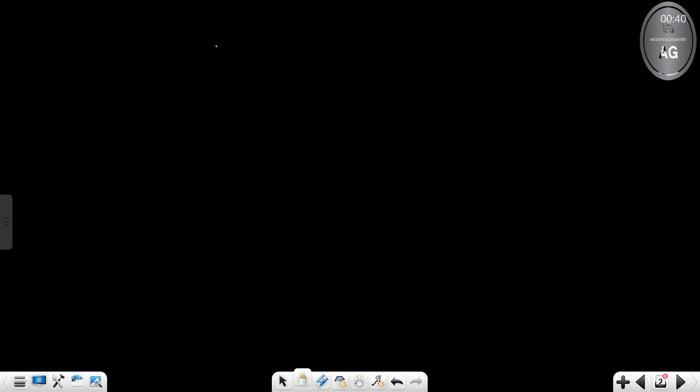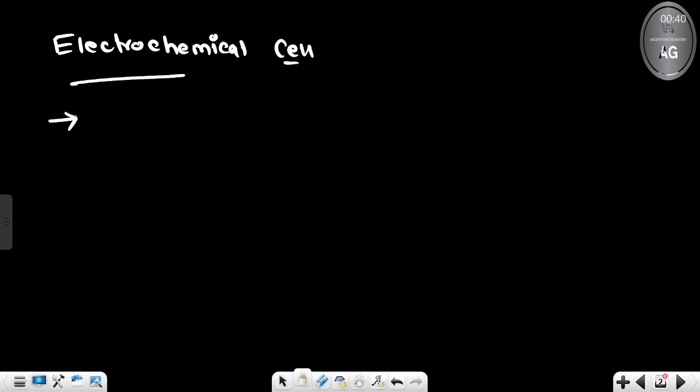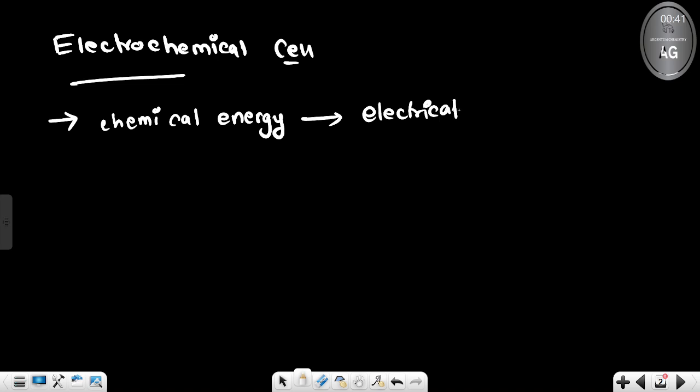At the beginning of the chapter, you just need to know two terms: one is the electrochemical cell and the second is the electrolytic cell. The electrochemical cell is what we use in a battery, in our appliances like watches. It converts the chemical energy of the battery into electrical energy. Chemical energy to electrical energy.